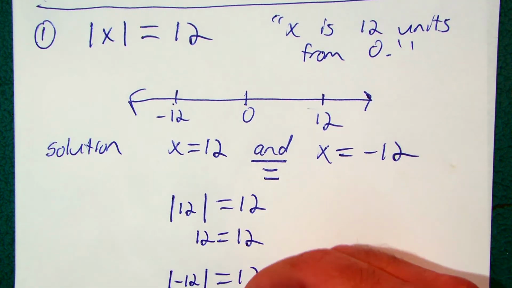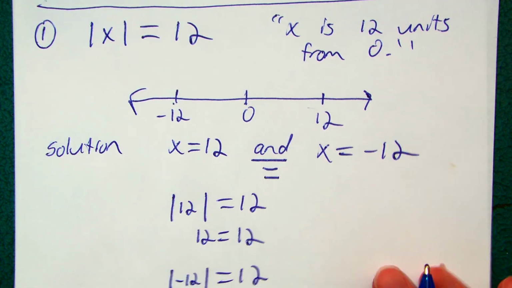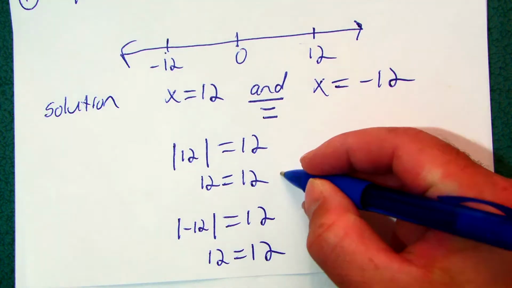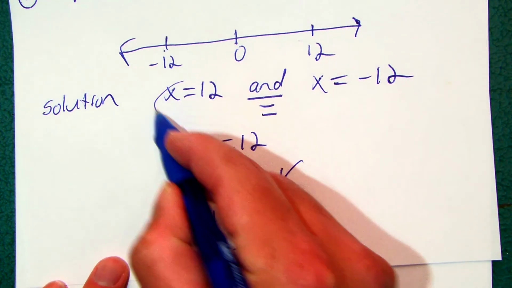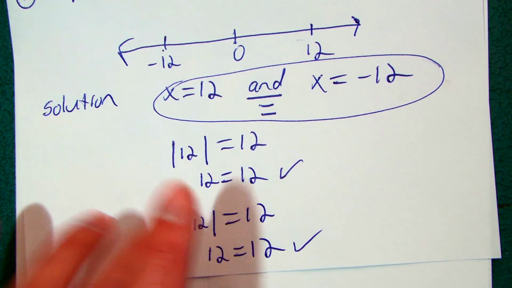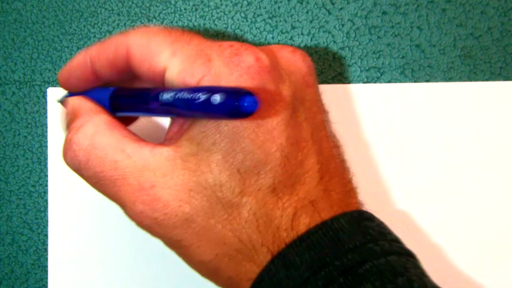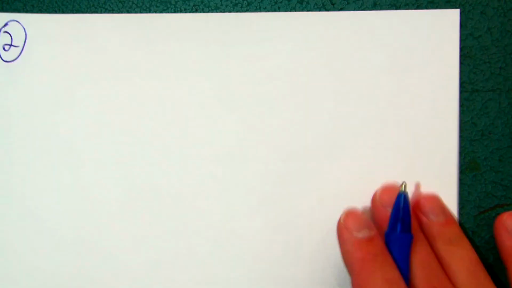Kind of going back to maybe what you learned about absolute values in the past. Maybe your teacher told you the absolute value always makes everything positive. So in this case, it makes the negative 12 positive. So you get 12 equals 12, and it works out in both. But again, this is all I would need for a solution here. It's the same deal for all those easier examples.